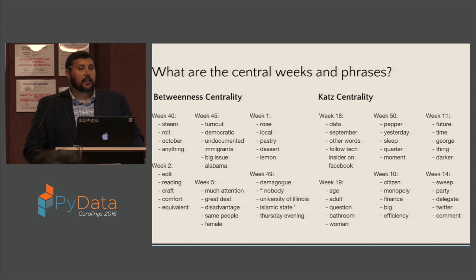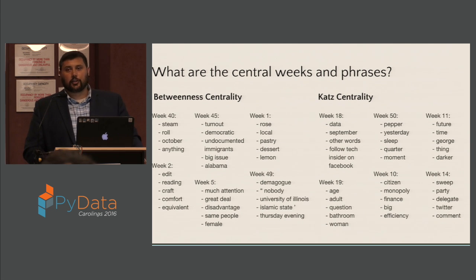So week 40 is more between than week 2, which is more between than week 45, which could sort of show that these weeks have more terms that are sort of more global, whereas we have a different ordering of weeks when you look at the CAT centrality.